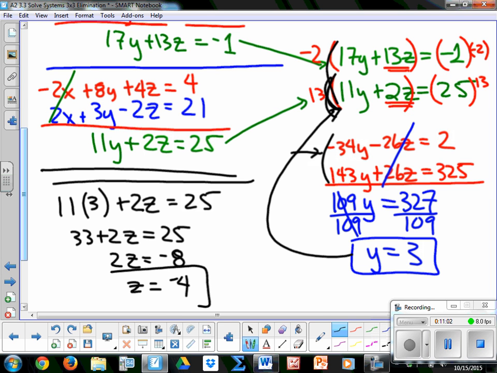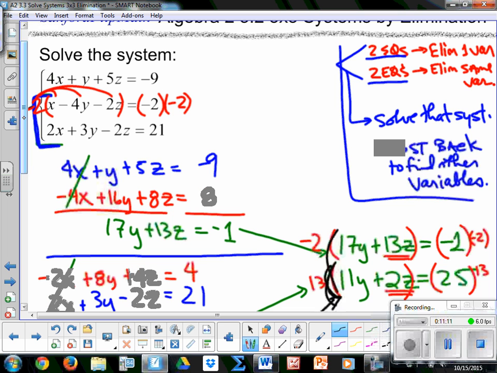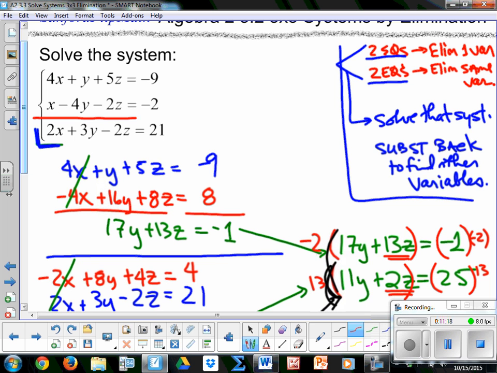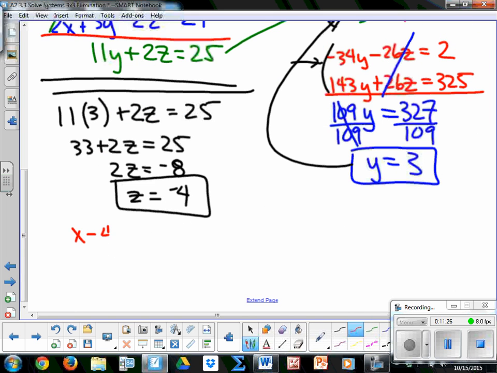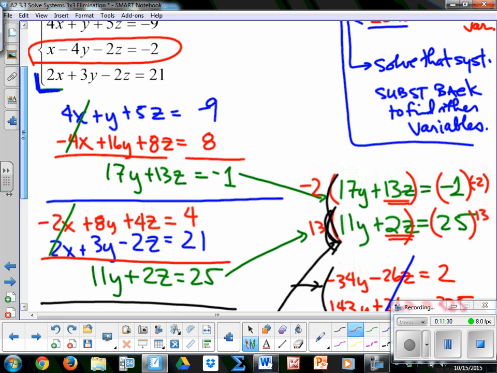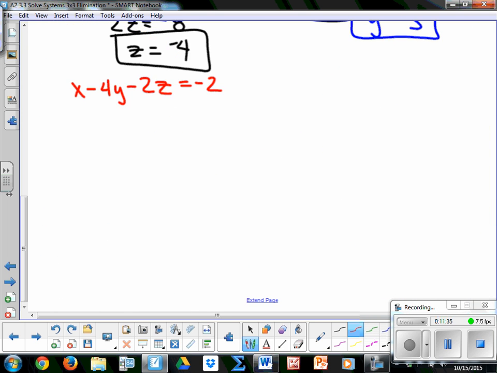Okay, so we have z. So I have y, I have z. Now I need to go back to an equation that had x in it. Well, all the equations with x in it were the very original equations. Okay, and again, I'm going to pick what I think is the easiest equation to solve for x, and I think it's that one. So x minus 4y minus 2z equals -2. Okay, sorry, just trying to see the equation.